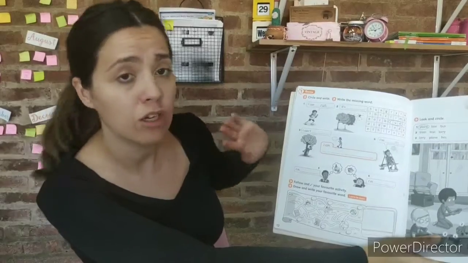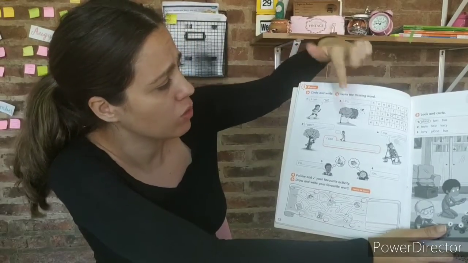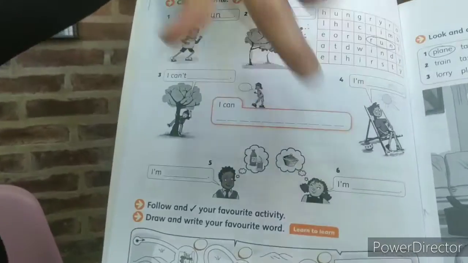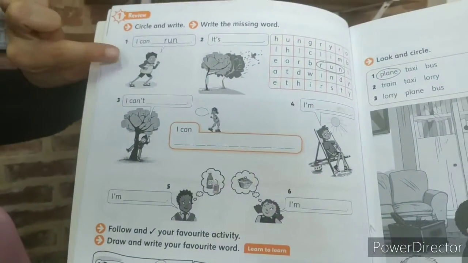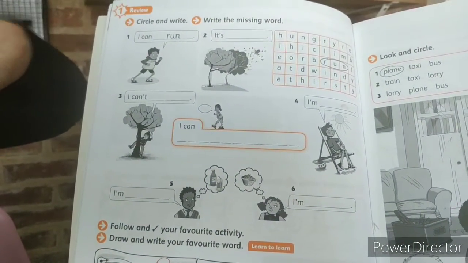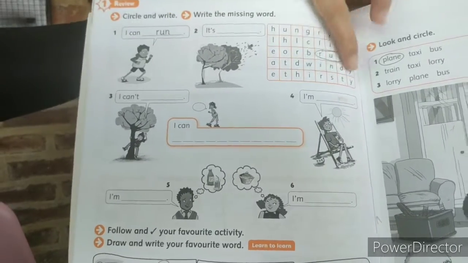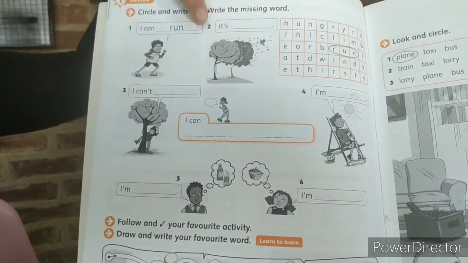Bien, pero sé que es difícil ponernos a buscar palabras así porque sí. Entonces hay una ayuda acá, que son estos dibujitos. Fíjense que tenemos 1, 2, 3, 4, 5 and 6. ¿Yes? Bien, en este dibujito este niño que está haciendo, está corriendo. Entonces tenemos I can run. ¿Cuál es la palabra correcta acá? Run.